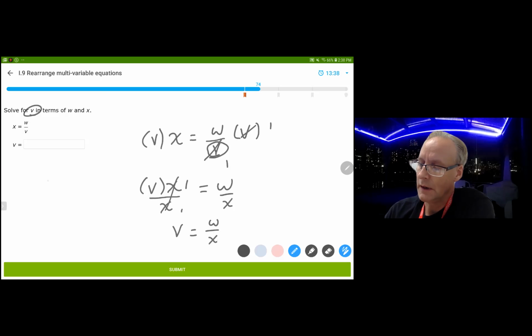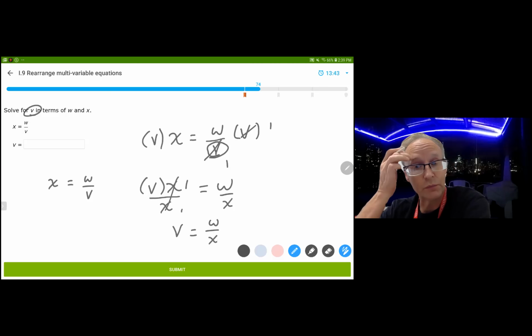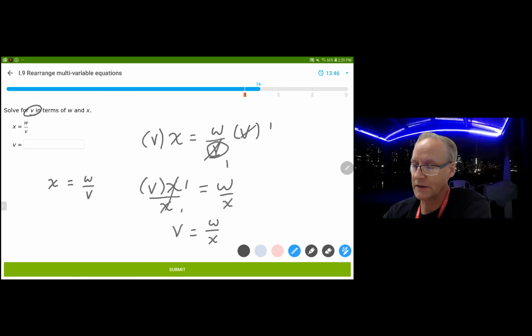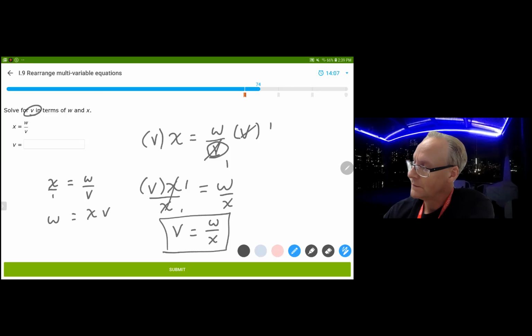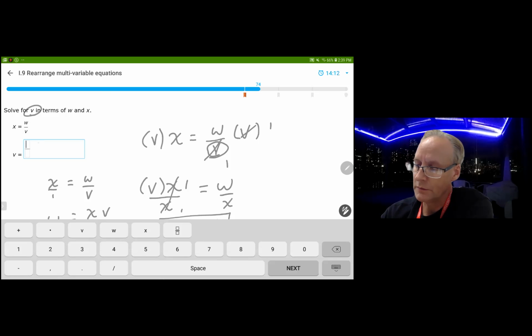Just so you know, X equals W over V really is a proportion if you write it correctly, because this X really is over 1, isn't it? And this is a proportion. Cross multiplying is really the same as finding a common denominator. W times 1 is W, and X times V is XV. And notice, in order to solve for this, we're going to divide by X on both sides. And there's the answer. So there you have it. Hopefully that clears it up. It's W over X.